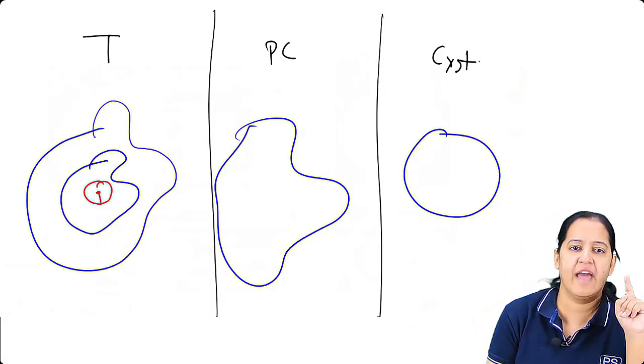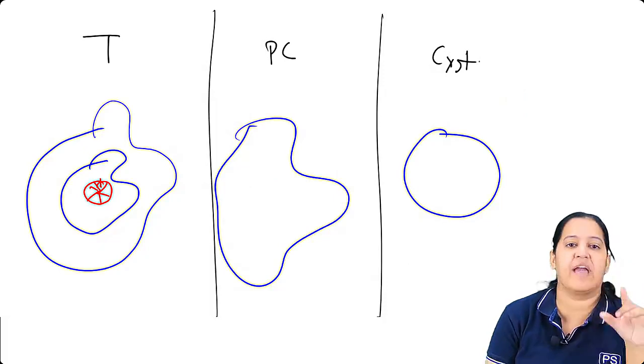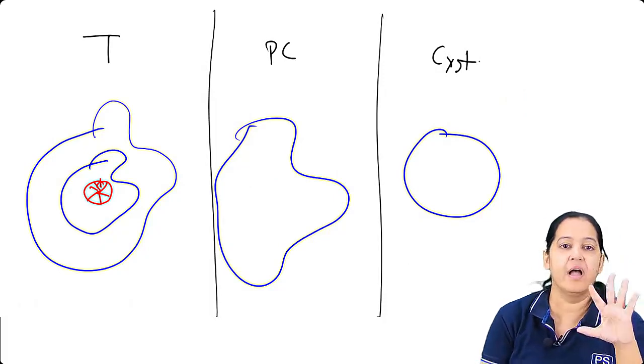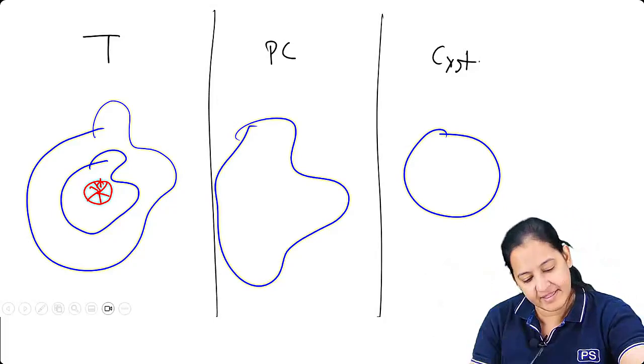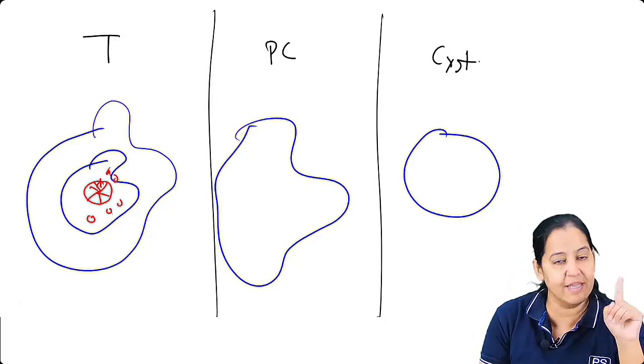Having a karyosome. Karyosome is at the center. Central. Highlight the word central karyosome. It is not eccentric. Here it will remain central, with a spoke-like arrangement. In the endoplasm, I want you to draw a few RBCs, and label it as erythrophagocytosis.